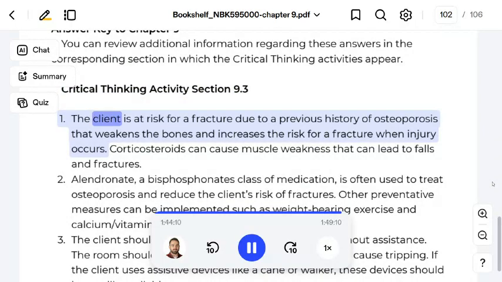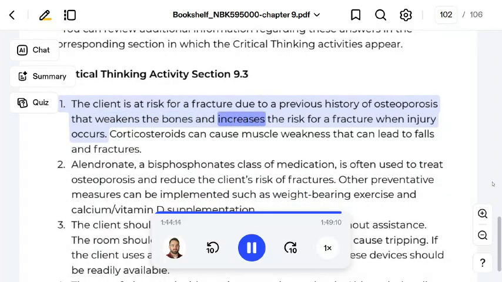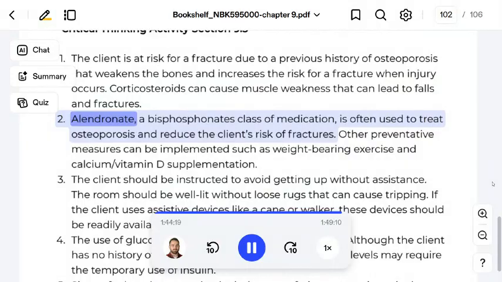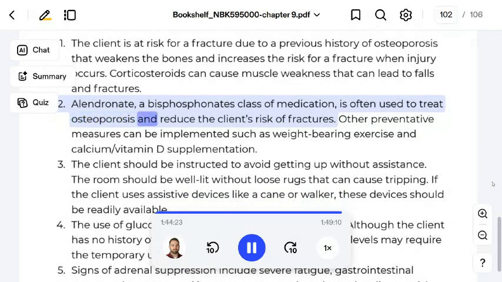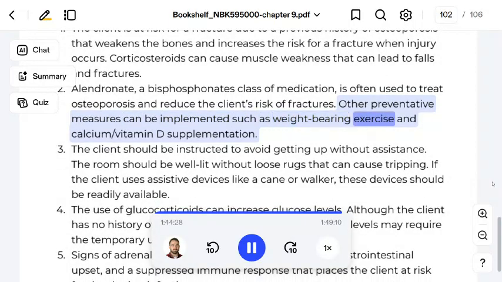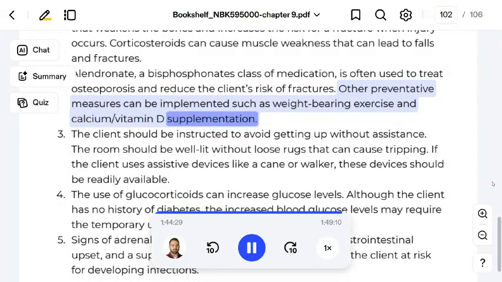1. The client is at risk for a fracture due to a previous history of osteoporosis that weakens the bones and increases the risk for a fracture when injury occurs. Corticosteroids can cause muscle weakness that can lead to falls and fractures. 2. Alendronate, a bisphosphonate class of medication, is often used to treat osteoporosis and reduce the client's risk of fractures. Other preventative measures can be implemented, such as weight-bearing exercise and calcium and vitamin D supplementation.